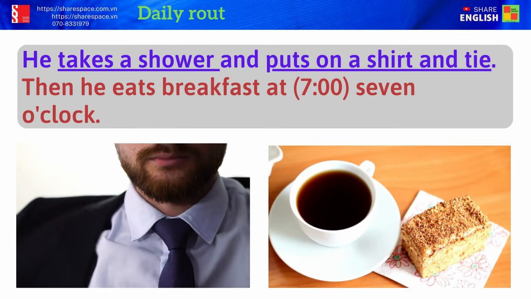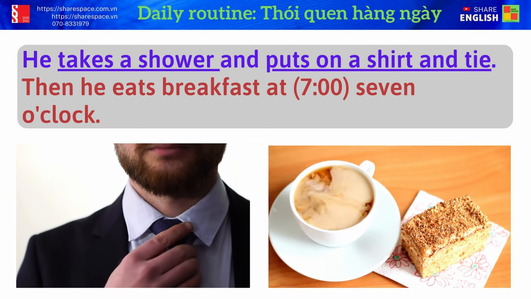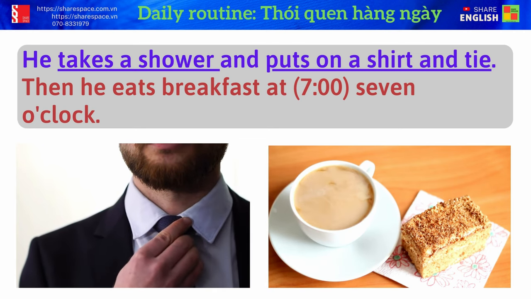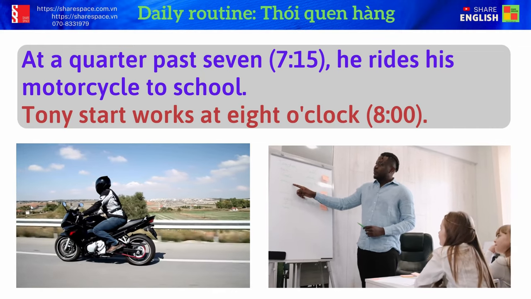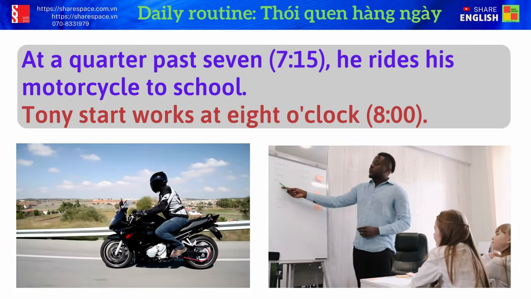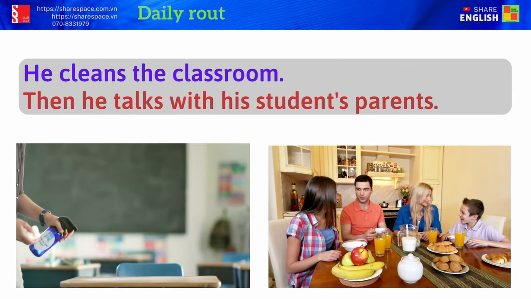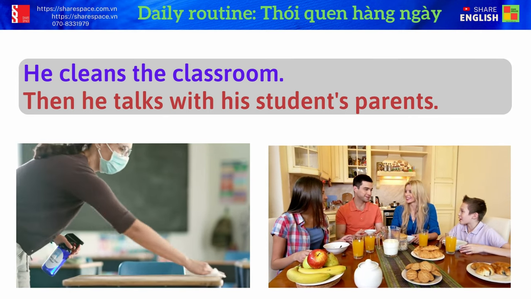He takes a shower, and puts on a shirt and tie. Then he eats breakfast at 7:00. At 7:15, he rides his motorcycle to school. Tony starts work at 8:00. He cleans the classroom. Then he talks with his students' parents.